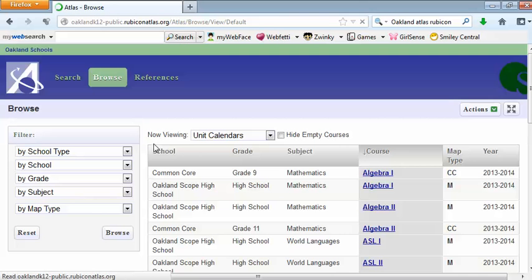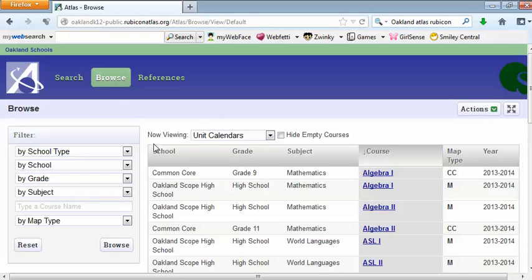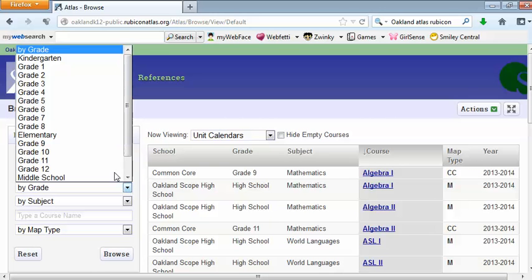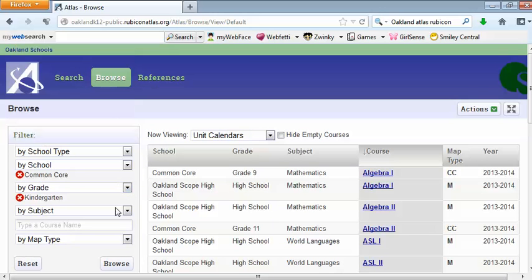Now, if at any time the navigating is something that you're already familiar with, feel free to fast forward this video to the content desired. Okay, so when we're here, we search by two of these drop-down menus. The first is by school, and we choose Common Core. The second is by grade, and this is kindergarten today.